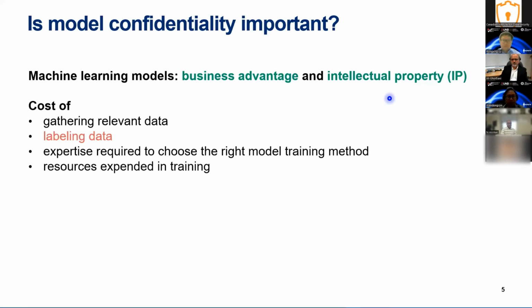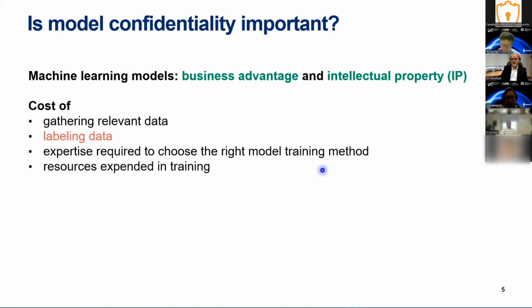But this business advantage comes at certain costs. First of all, anyone who wants to train a machine learning model has to collect relevant data. That can be a very time-consuming and expensive process. If they're building a classifier, they also need to label the data. That's much more resource-intensive and a process that requires expertise. Then deciding what kind of model architecture to use and what kind of training configuration to use requires expertise. And finally, there are also resources that are spent on training: the processing power, the memory, the storage, and so on.